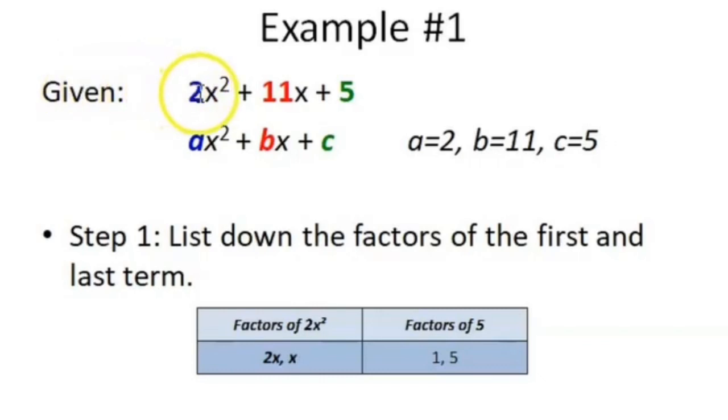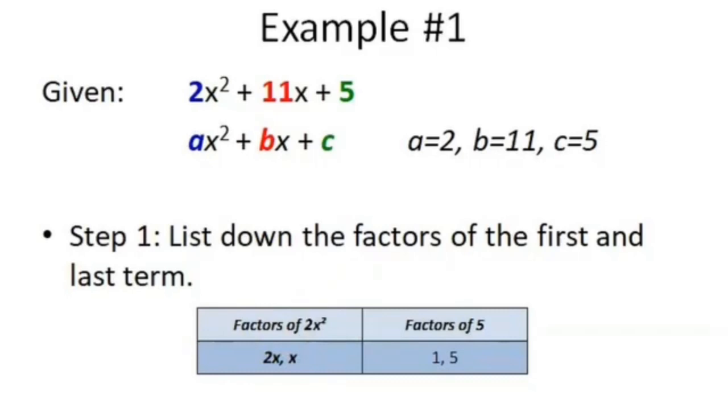So I have here the given 2x squared plus 11x plus 5. Ito po yung form, di ba? Ax squared plus bx plus c. Ito po si a. Our a is 2, our b is 11, and our c is 5. Step number 1. List down the factors of the first and last term. Our first term is 2x squared and our last term is 5. The factors of 2x squared is 2x and x. Then the factors of 5 is 1 and 5. Well, 1 times 5 is equal to 5. 2x times x is equal to 2x squared. Again po yung step number 1.